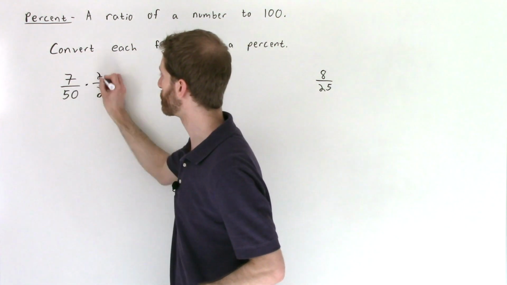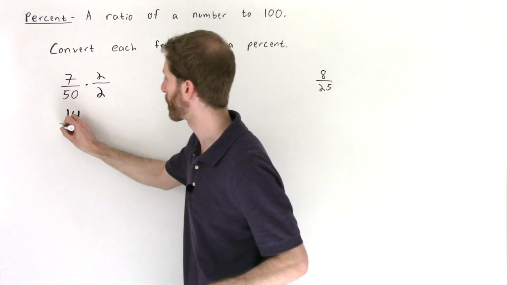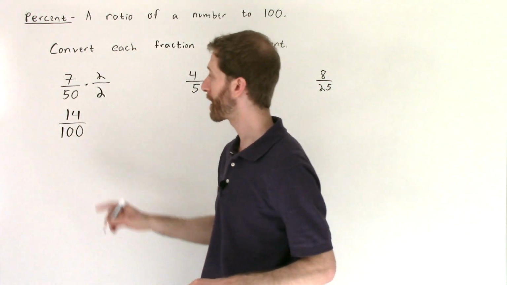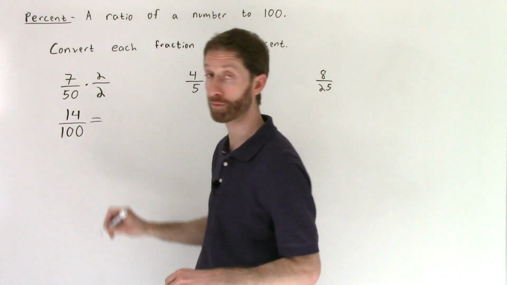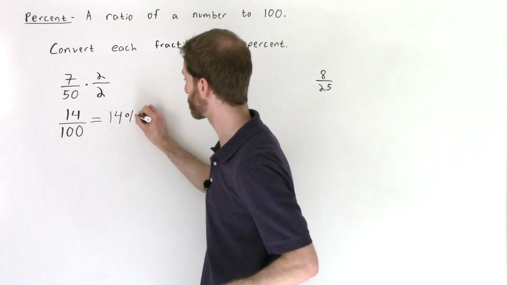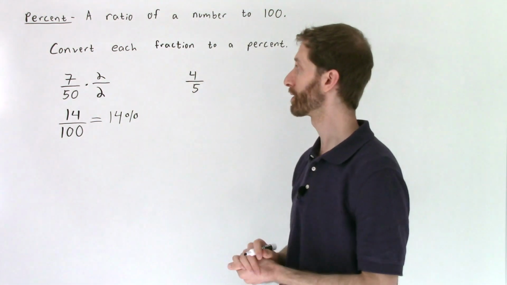Well, 7 times 2 is 14. 50 times 2 is 100. So now we've successfully made this a fraction out of 100, and that means that 14 out of 100, or 14 per 100, is equal to 14%. So that's one way of doing things, and it's a great way of doing things.